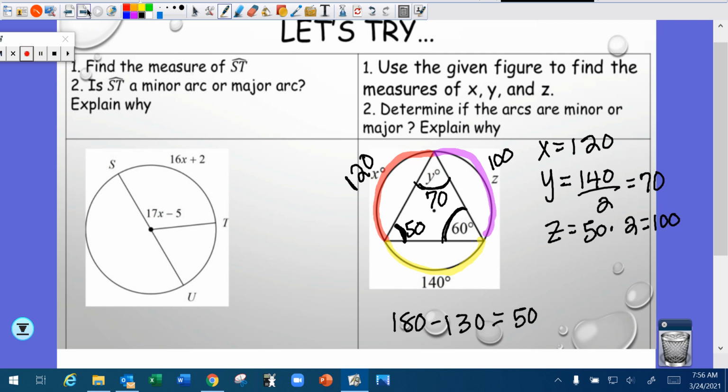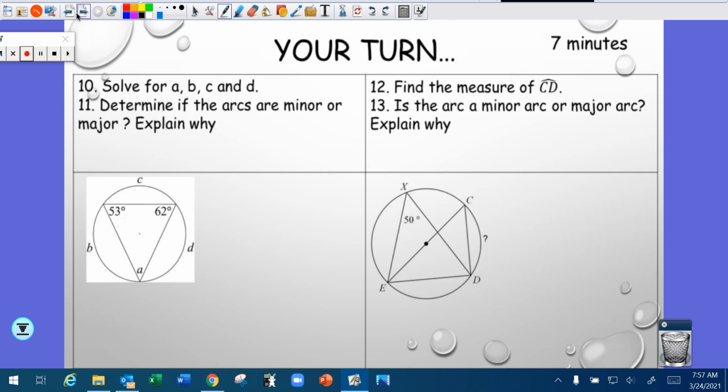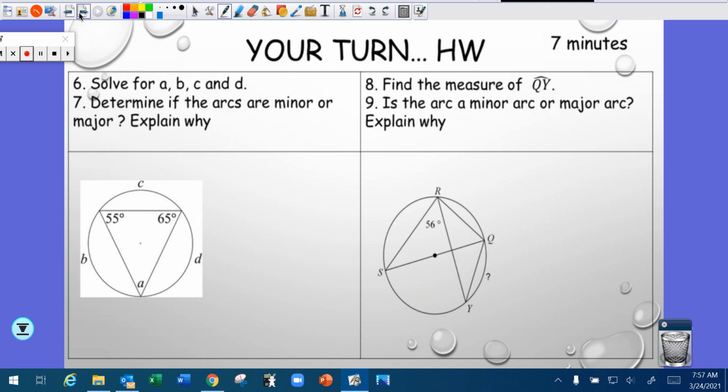Okay, so you go ahead and try out this one, and then I'll see you guys in class. Try this one out. It's in your book, and I'll see you in class.